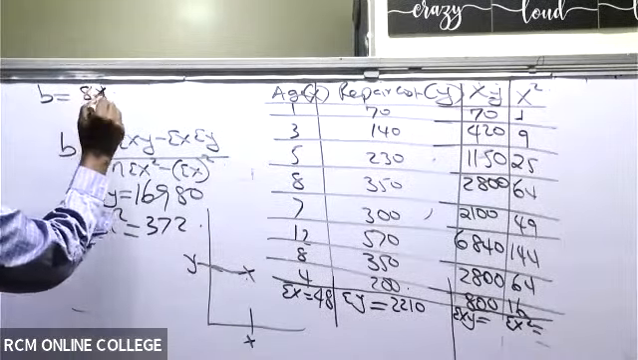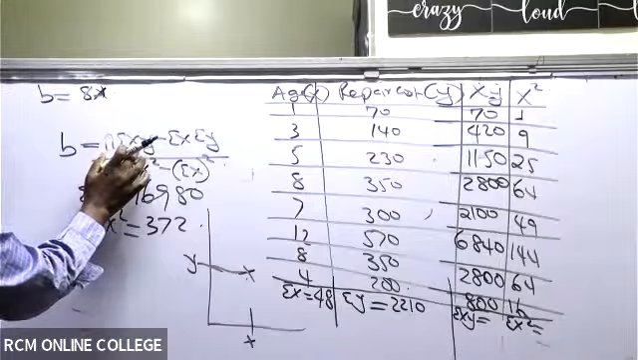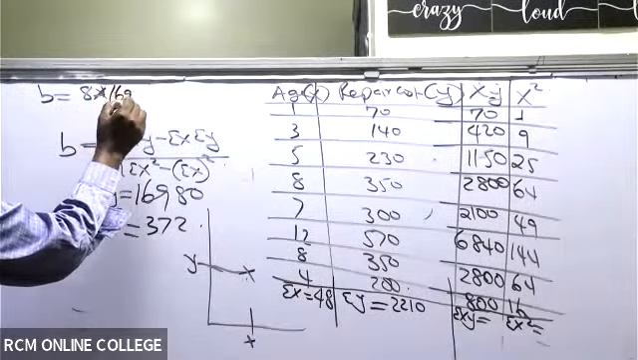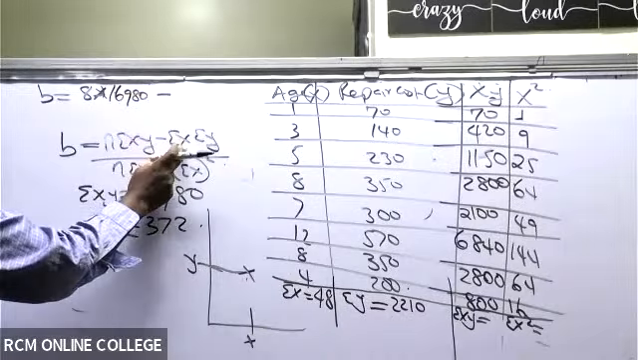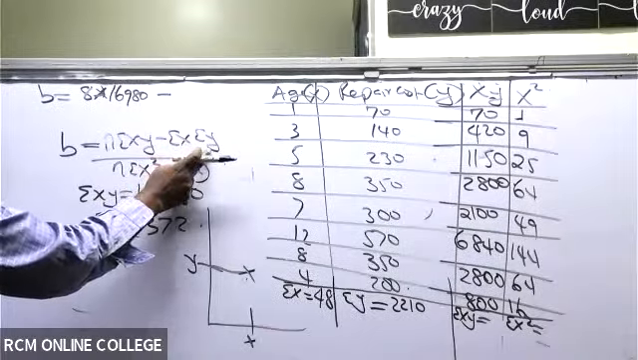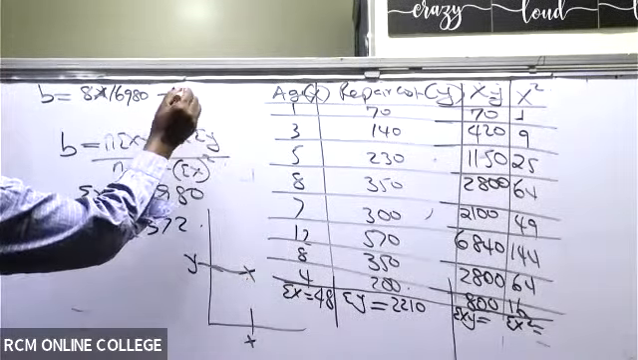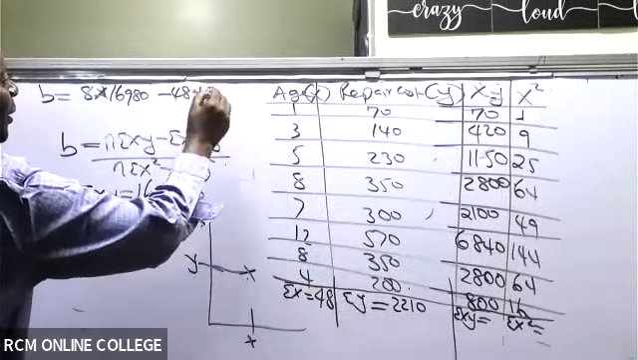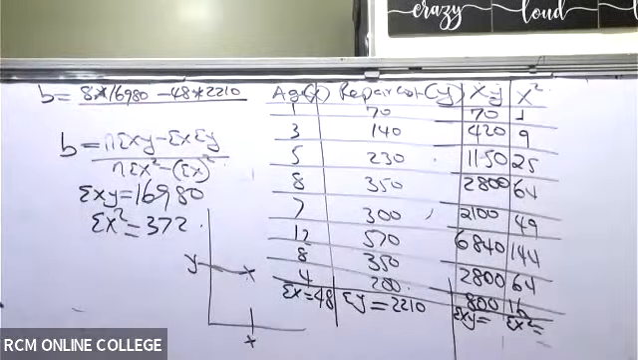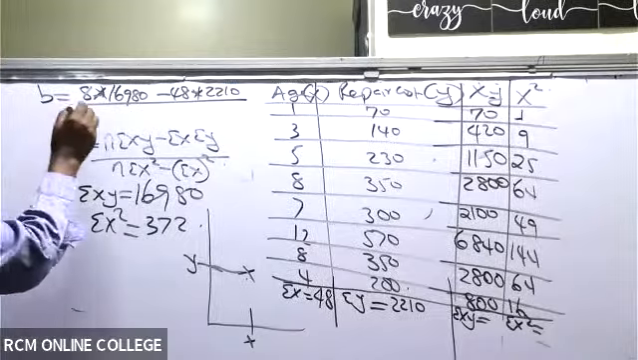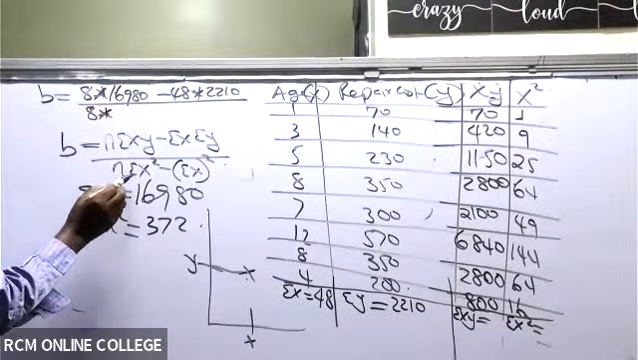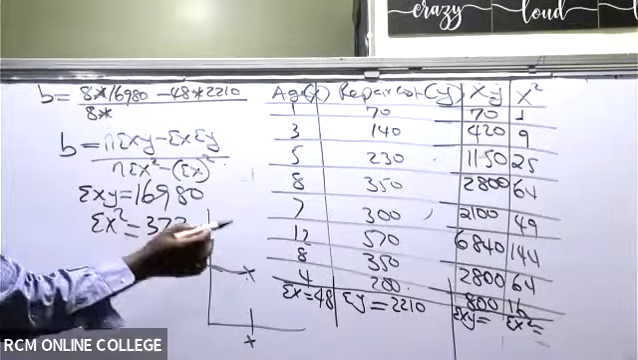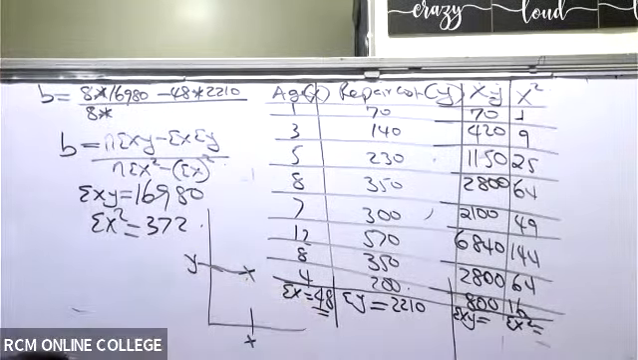So 8 times sum of xy, we have it here. It is 16,980 minus sum of x, which is 48, times sum of y, which is 2210, all over n again, which is 8, times summation of x squared. Don't take this sum of x squared, no.